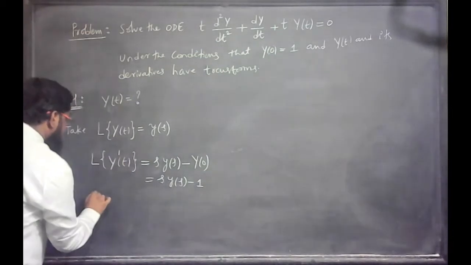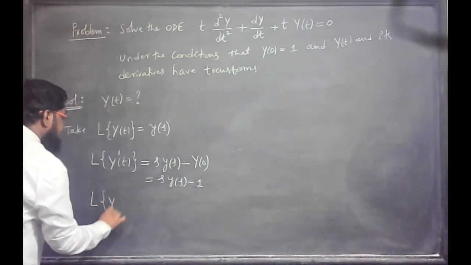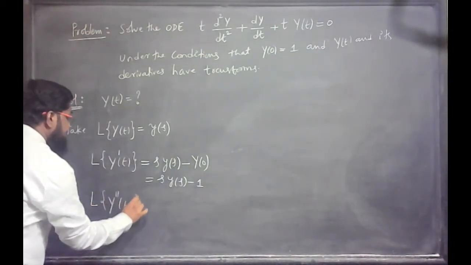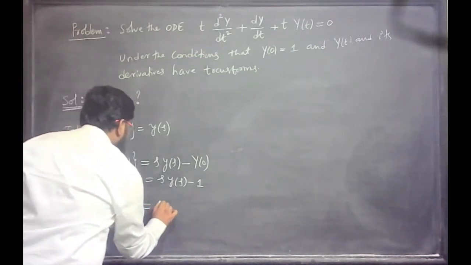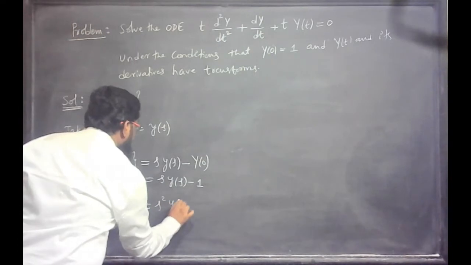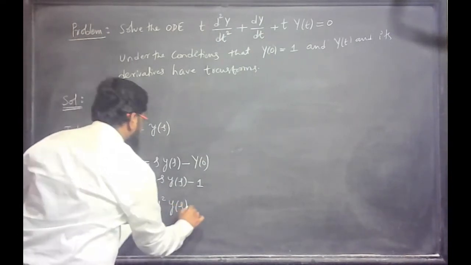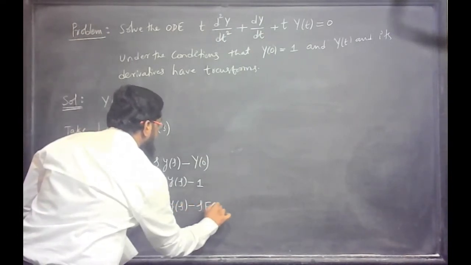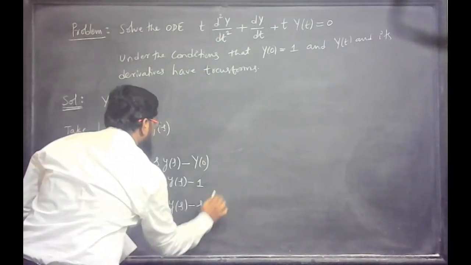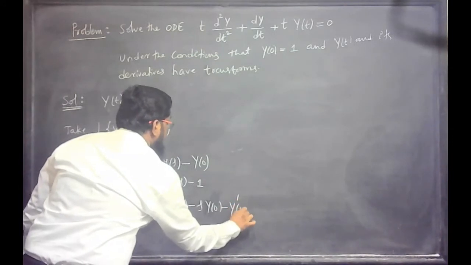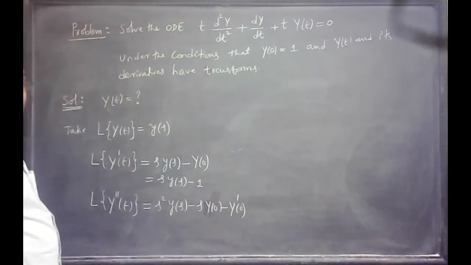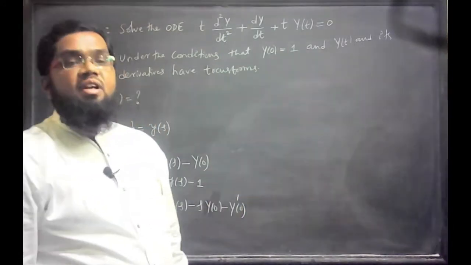Then the double derivative: the Laplace transformation of y double prime of t will be equal to s square y of s minus s into y of 0 minus y prime of 0, that means the derivative, y prime.